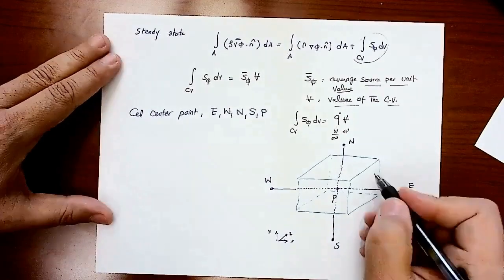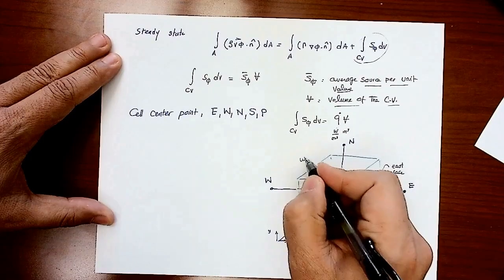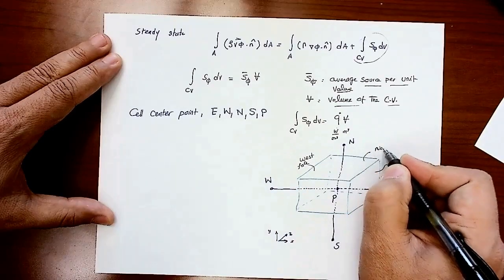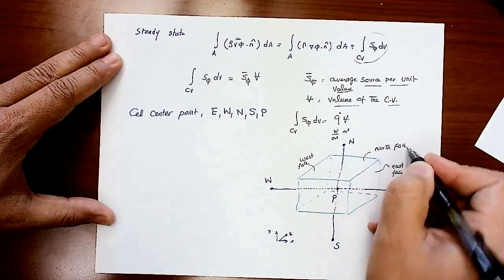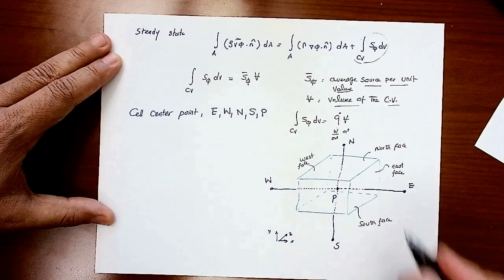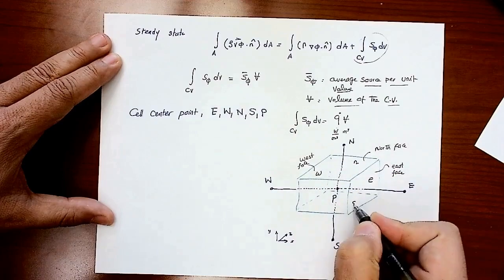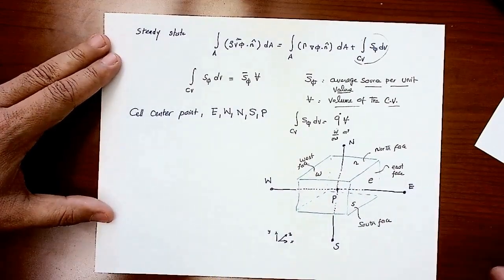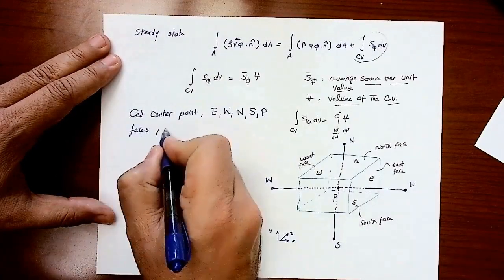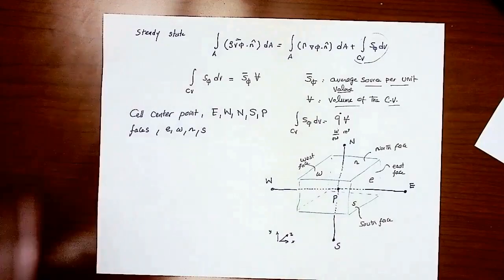Then we call that the east face. This is the west face. This is the north face. And this is the south face. We give them the letters e small, w small, n small, s small. So small letters always refer to the faces. So for faces, we have e, w, n, and s, all small letters.